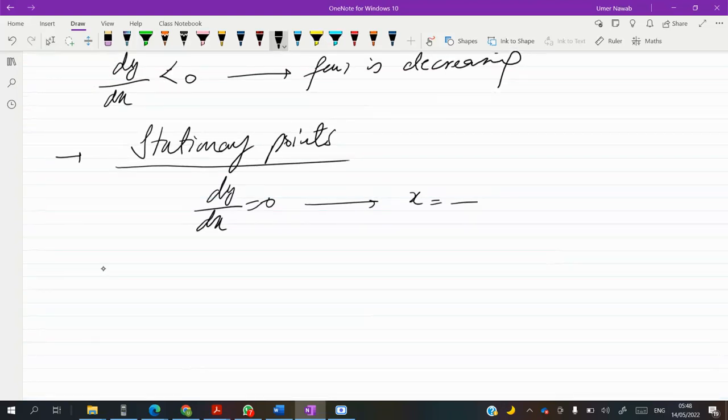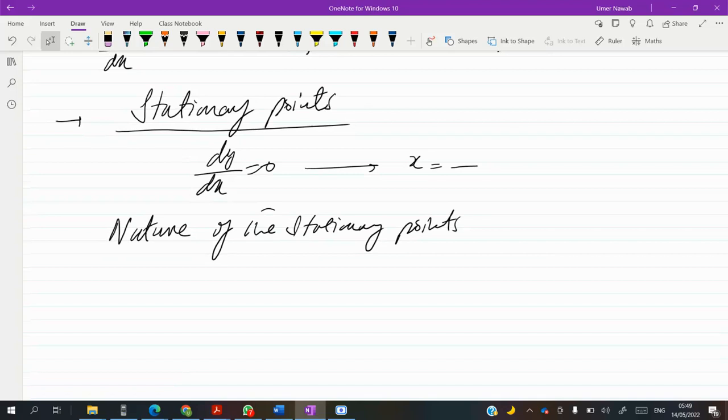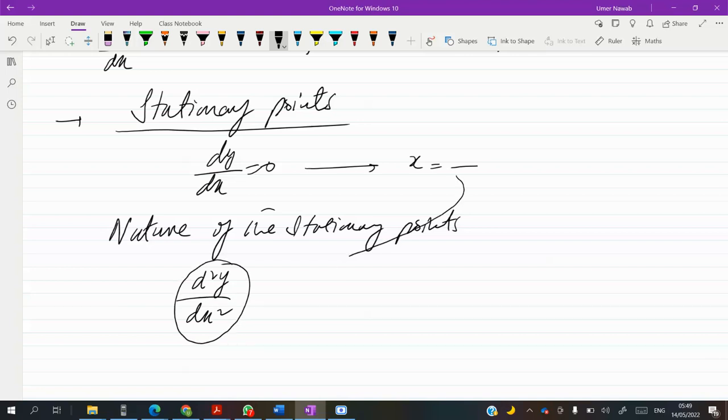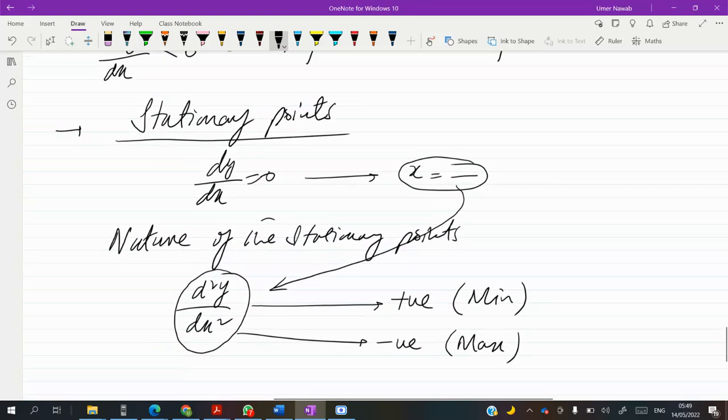So the nature of the stationary points can be found out by finding the second derivative. If you find the second derivative and plug in the value of x which you found here, and the numerical answer of the second derivative is positive, then this is a minimum point, and if the numerical answer of the second derivative is negative, then that stationary point is a maximum point.